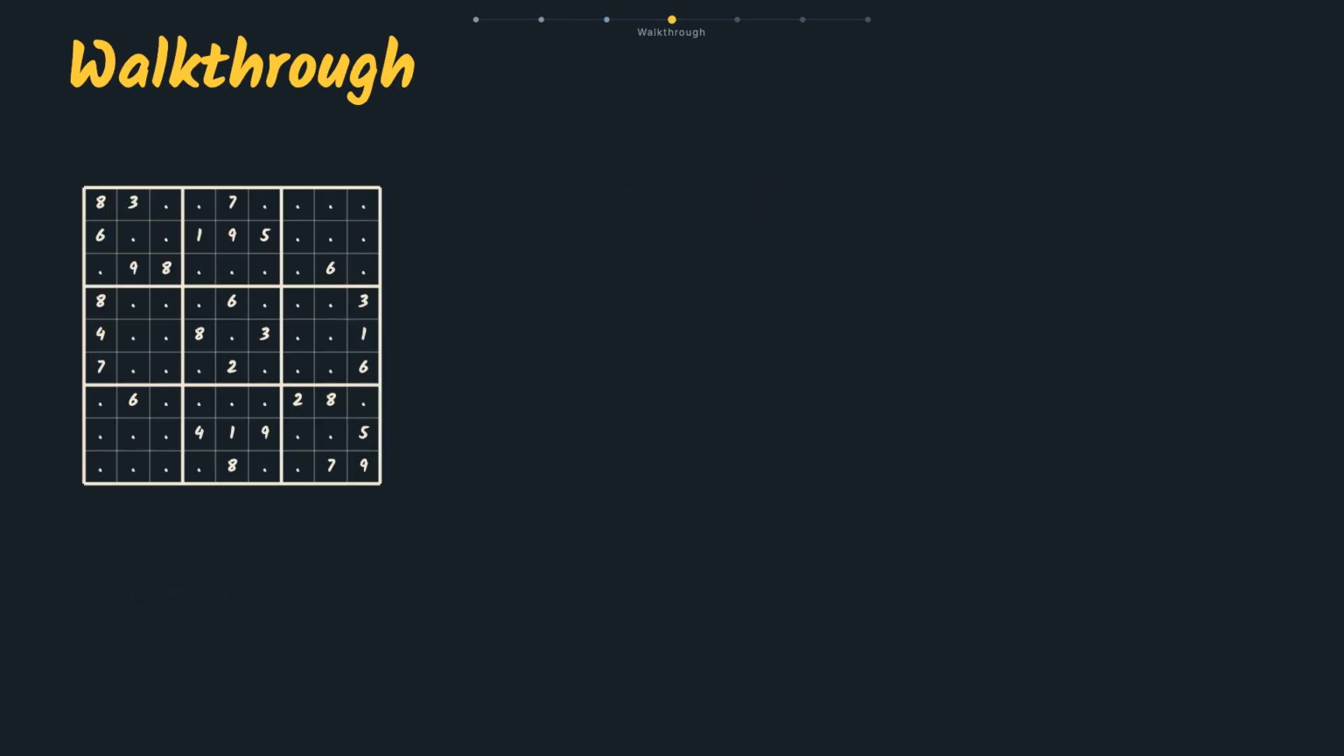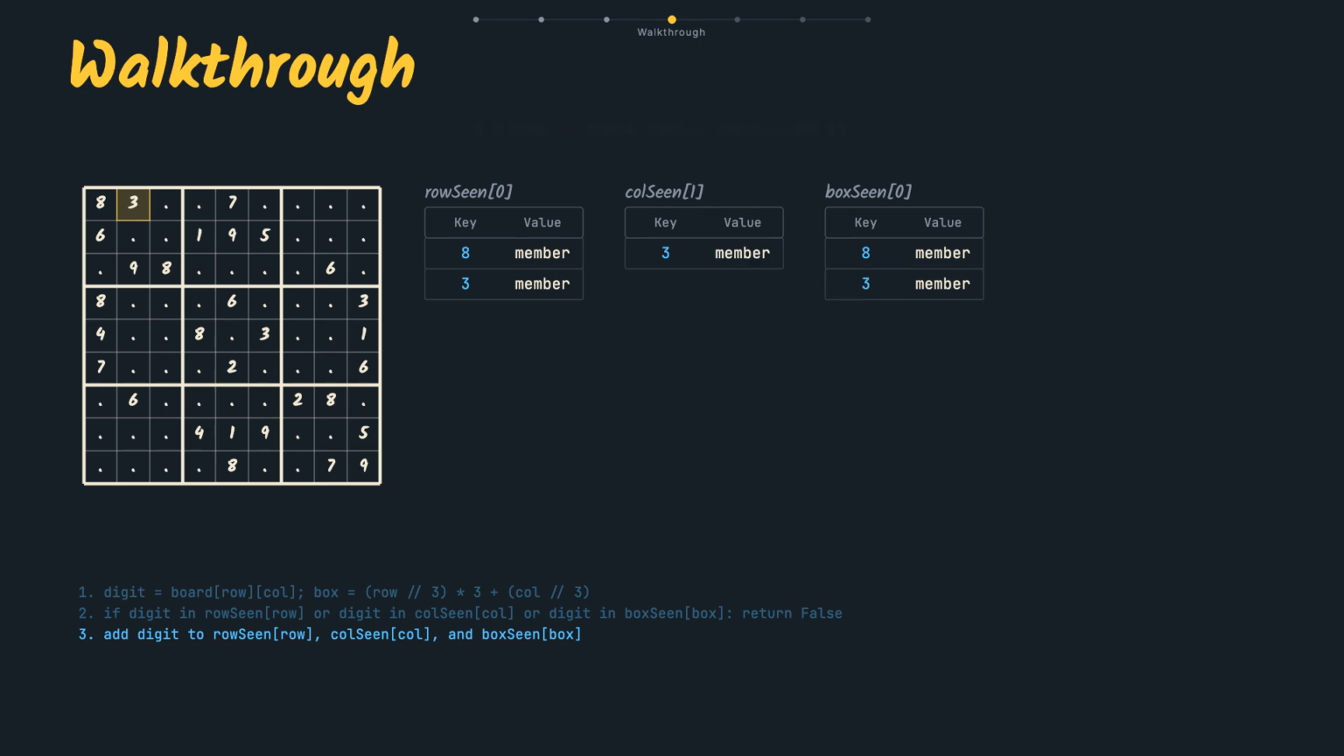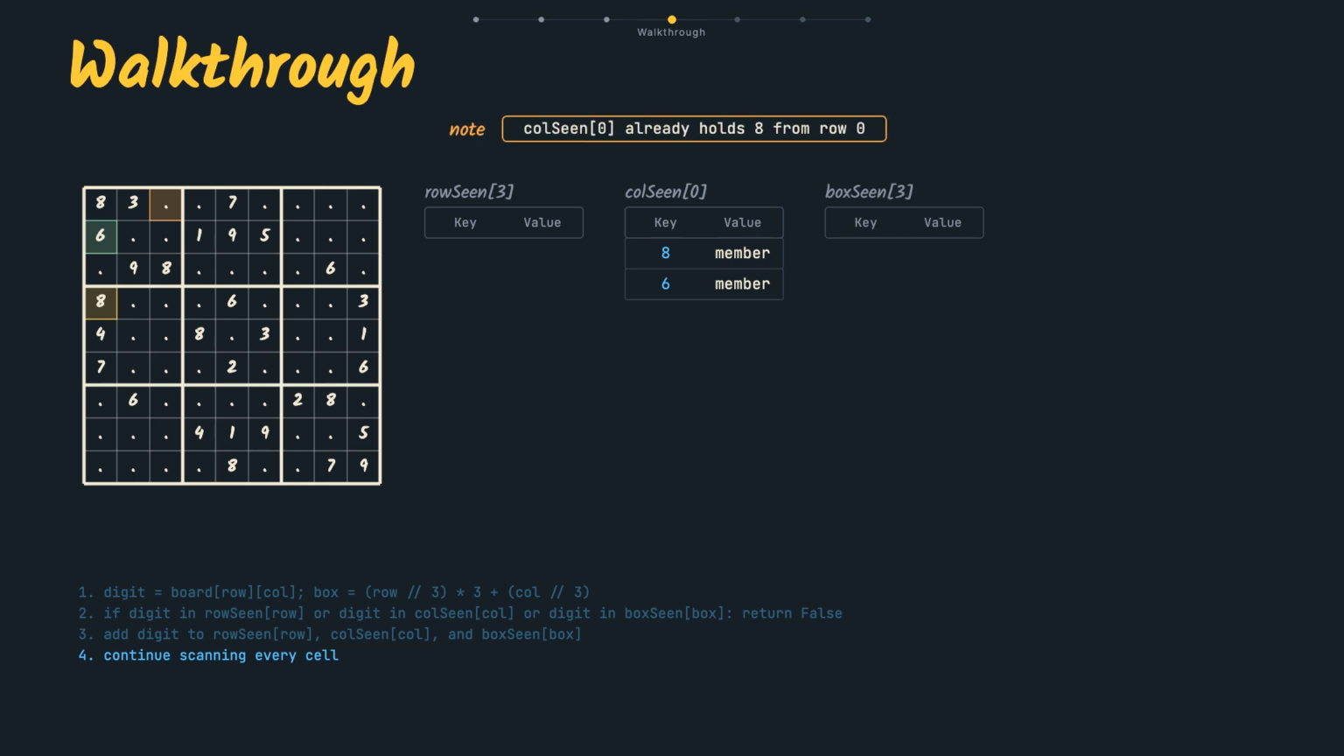Let's trace the bad board. Row 0, column 0 holds 8, and it belongs to the top left box, box 0. Is 8 already in row 0, column 0, or box 0? No, so we add 8 to all 3 sets. Move to row 0, column 1. That's 3, same box. 3 is new to that row, that column, and that box, so add it. We keep scanning. Dots get skipped. Other digits get checked, then stored one cell at a time.